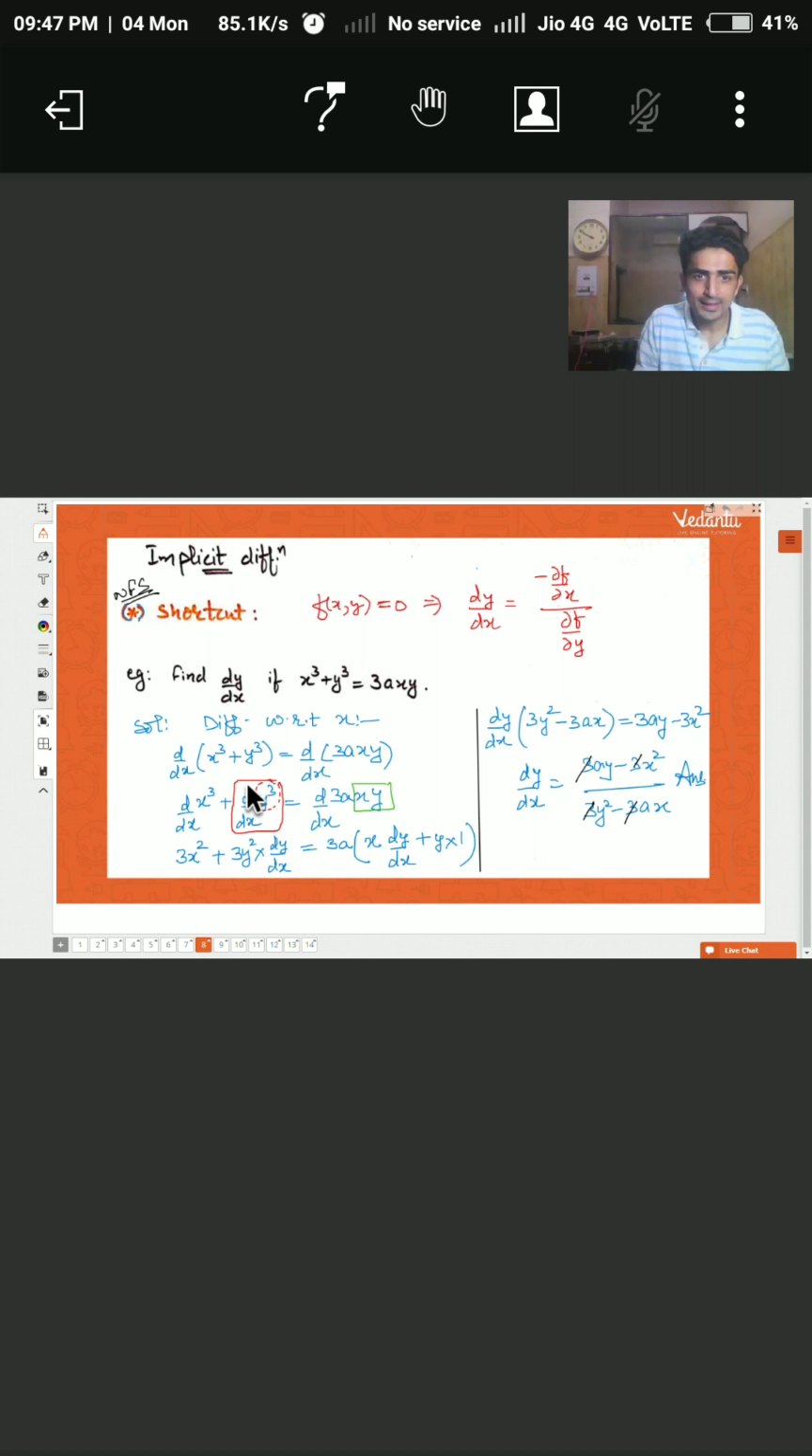So that is how it is done in school or in competition as well, and that is somewhat a short method to find derivative in case of implicit functions.